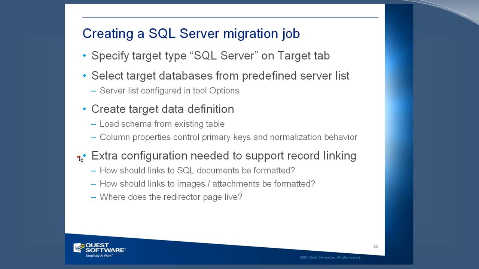And then you create the target data definition where you specify the tables that you want to migrate, and you can load the schema from those tables into our tool, and you can set some properties that control how you want to map to those various columns, including what's a primary key column and which columns are used to control the normalization behavior that I described.